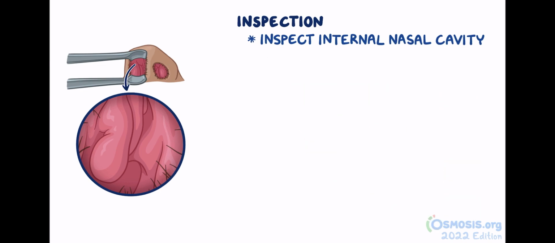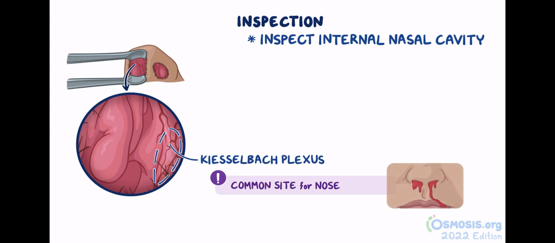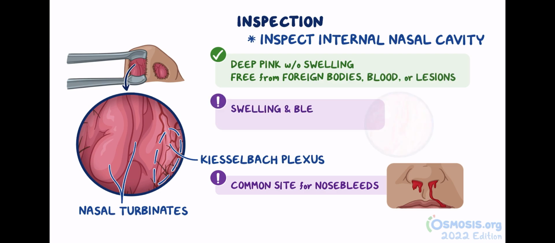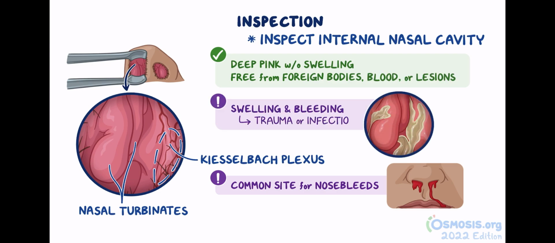Within the nasal septum exists the Kieselbach plexus, which is a network of 5 arteries. This is a common site for nosebleeds. Then inspect the nasal turbinates, which should appear deep pink without swelling and be free from foreign bodies, blood, or lesions. Swelling and bleeding may indicate trauma or infection.